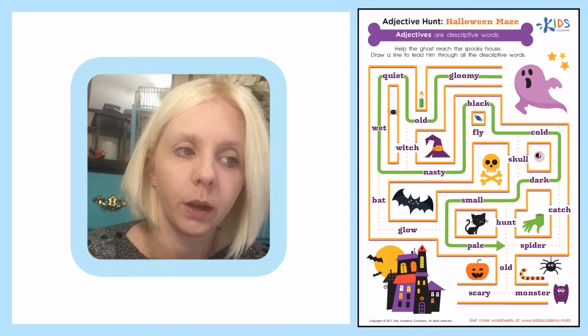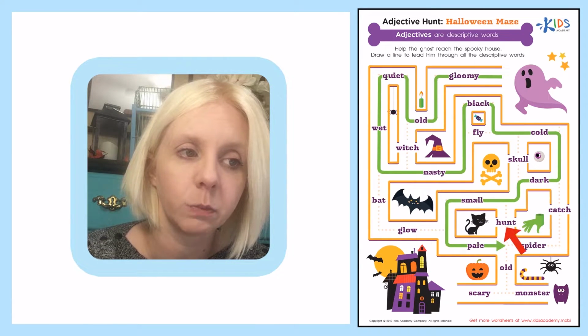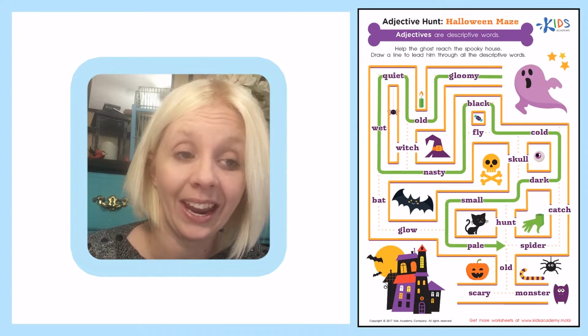Okay, that describes something. And now we've got three choices. We've got hunt, spider or old. Well, hunt, we already said was an action when we ran into that before, so that won't work. A spider is a thing or an animal, right? So that won't work.